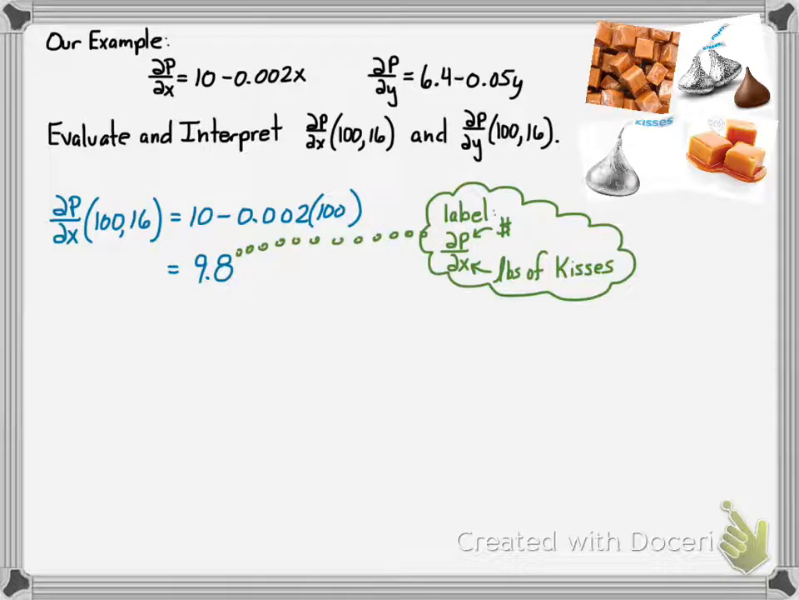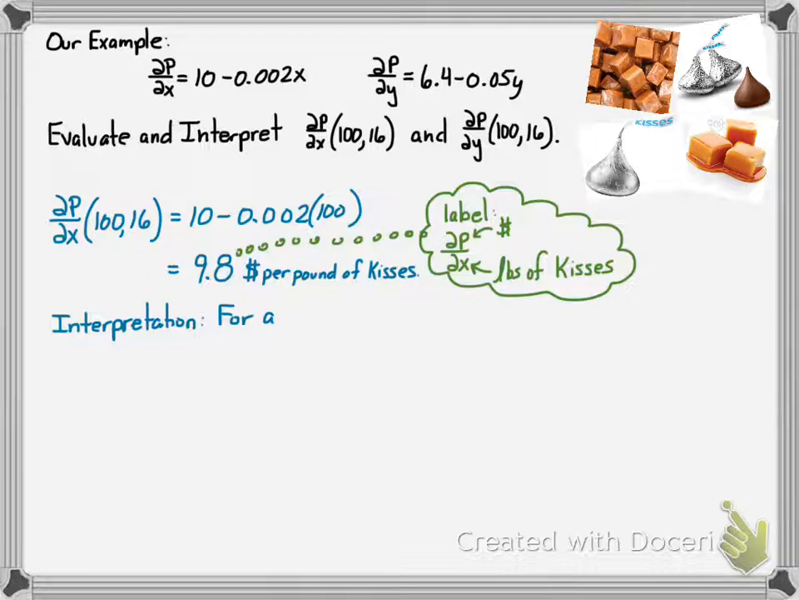So instead of just having dollars per pound, my label is going to be dollars per pound of kisses. I want to make that explicit when I'm writing down my label: dollars per pound of kisses. Okay, so now I want to think about what is the interpretation of this $9.8 per pound of kisses.